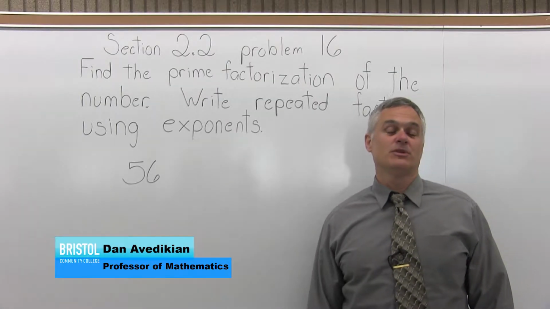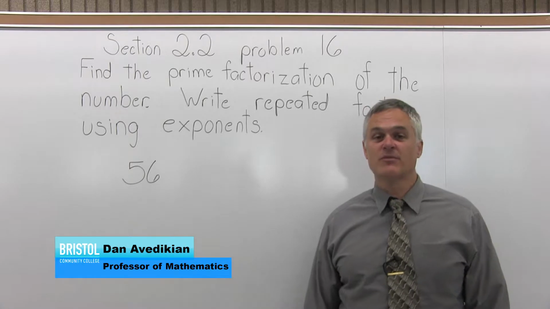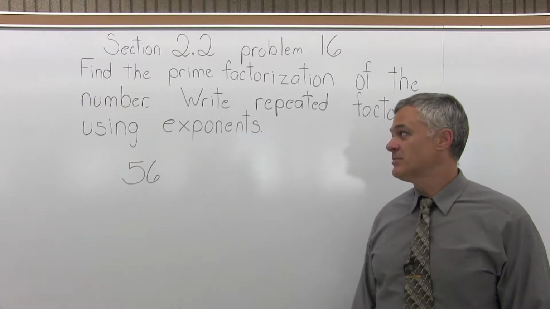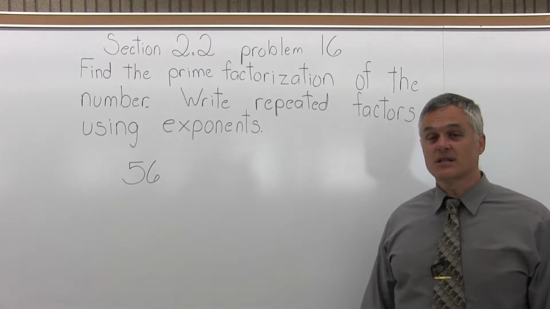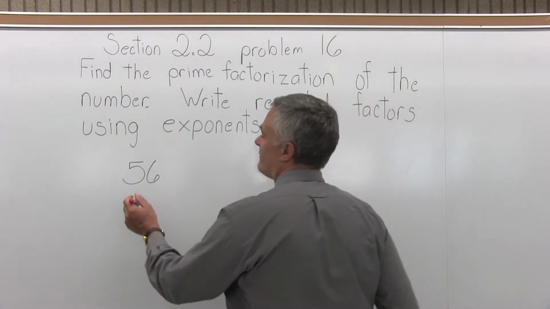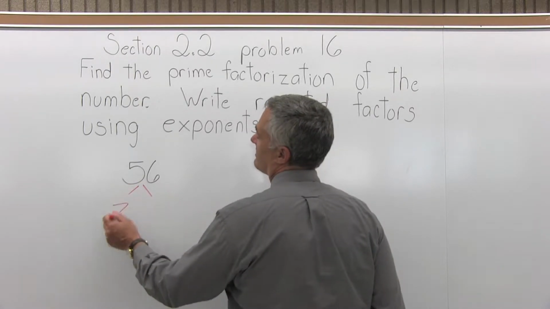This is Section 2.2, Problem 16. It says, find the prime factorization of the number. Write repeated factors using exponents. So we have 56. So what primes multiply to make 56? To start off, find any two numbers that multiply to make 56.